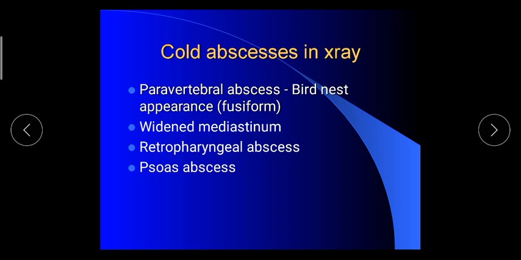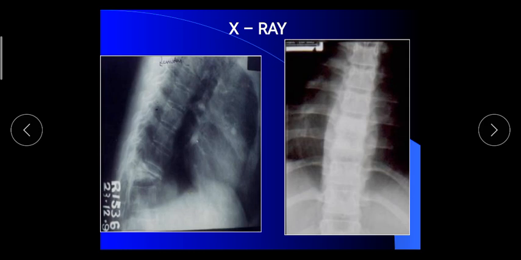Cold abscess shadow. Paravertebral abscess can be seen as a bird's nest appearance. It is fusiform in shape. There can be widening of the mediastinum, retropharyngeal abscess, and psoas abscess can be seen in the X-rays. See, this is the fusiform shaped paravertebral abscess.